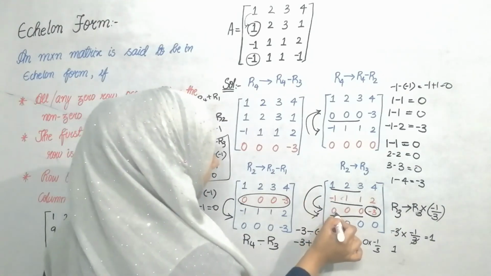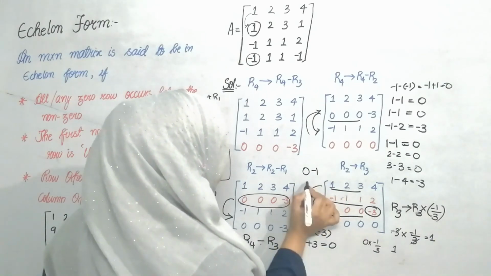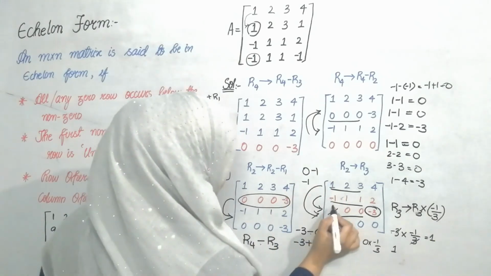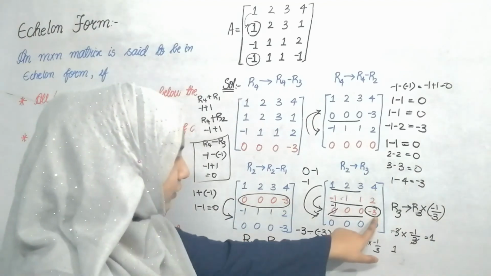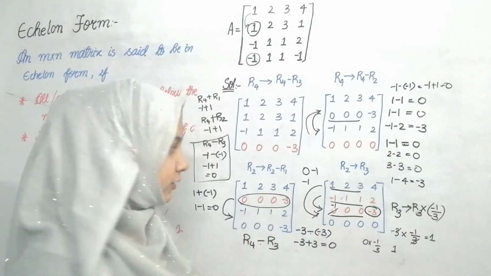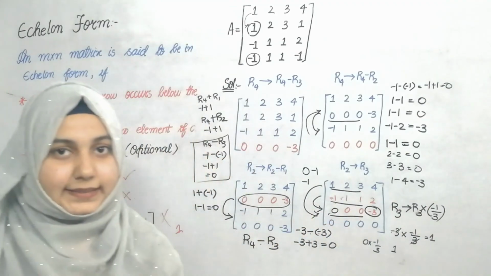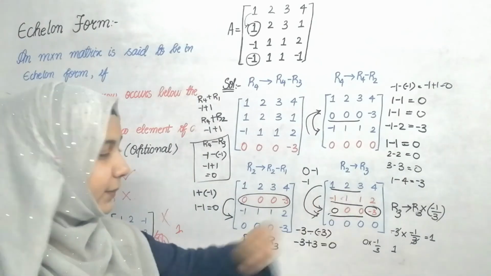If you subtract this with the first element, the first row, what happens? 0 minus 1, so this will be minus 1. The 0 goes away and minus 1 comes. If you make this 0, these terms will be disturbed, right? Not possible. So there is no other element that you can possibly make 0. So you're going to stop here.